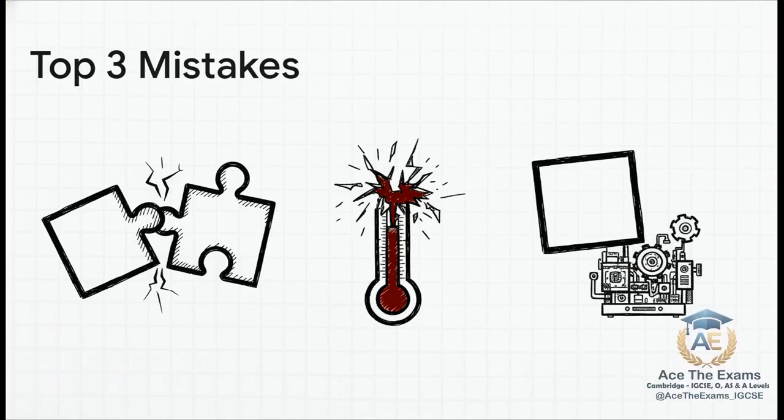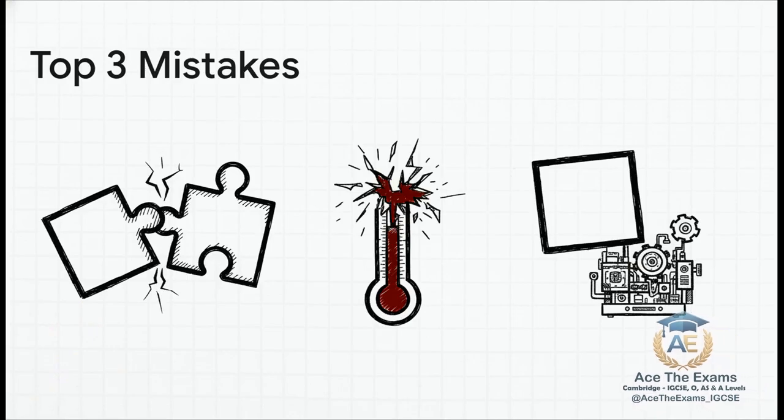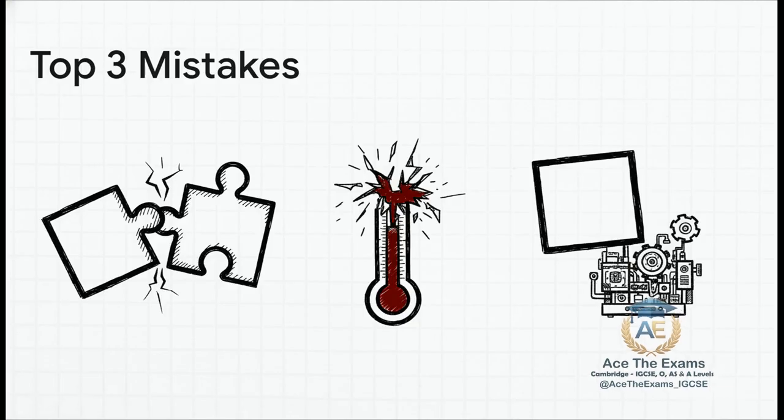Second, missing boundary conditions and edge cases. Listen to me, this is incredibly dangerous. During your rigorous testing phase, if you forget to check what happens at the absolute upper limit, the absolute lower limit, or with an unexpected input, like a negative number when it asks for an age, or a null value, your algorithm crashes.